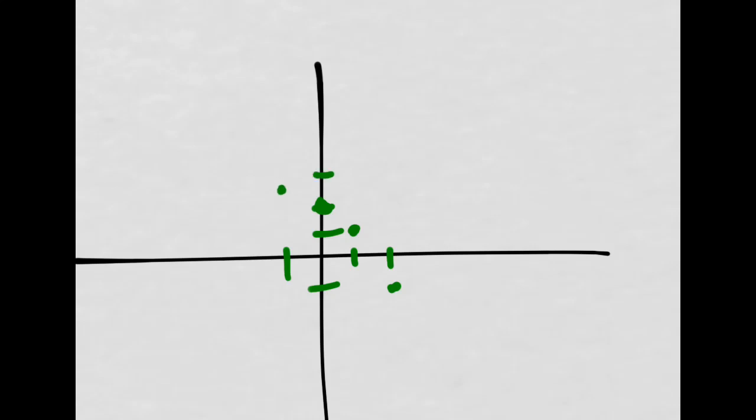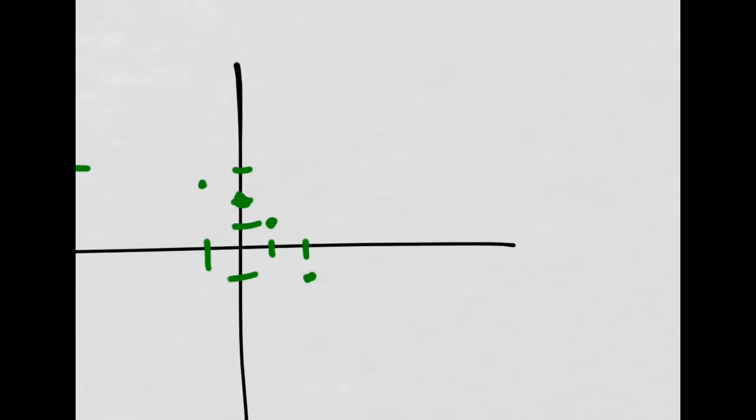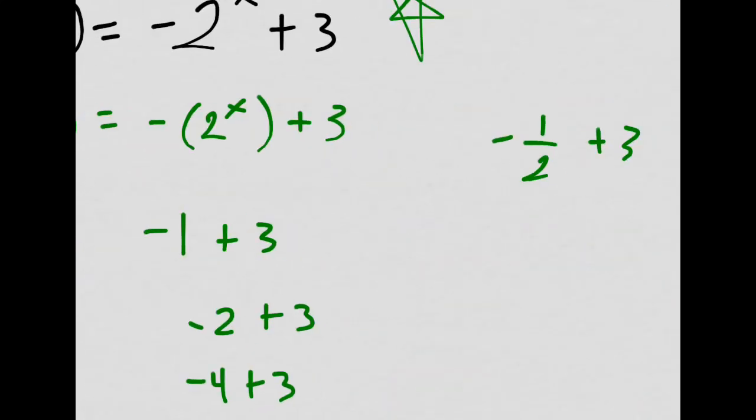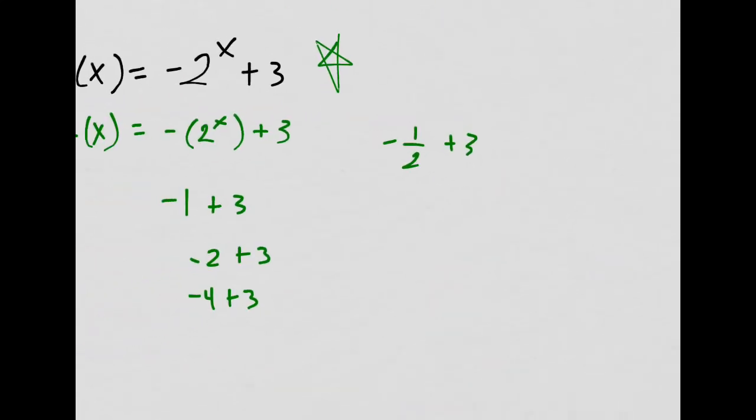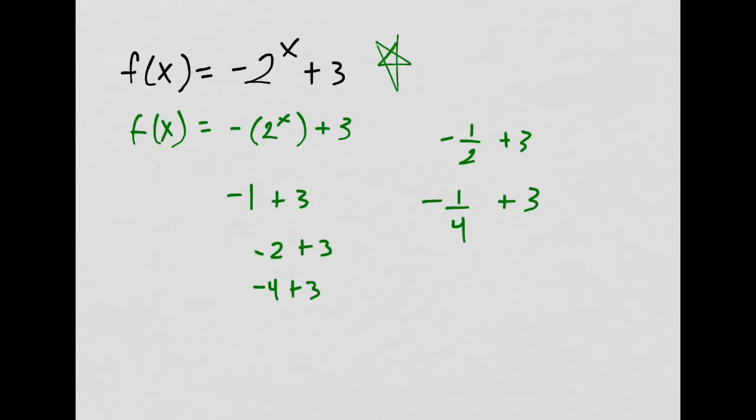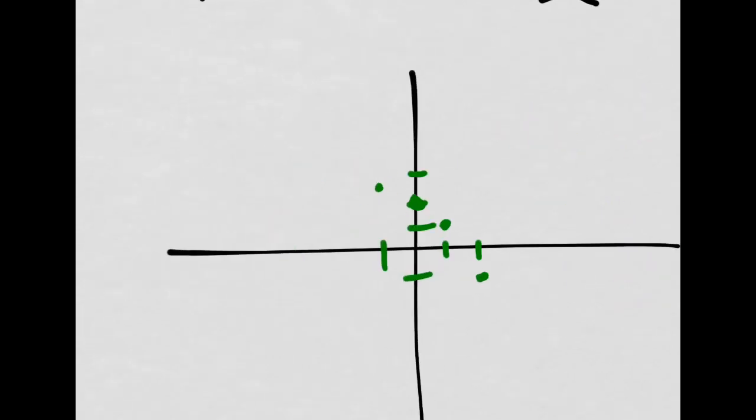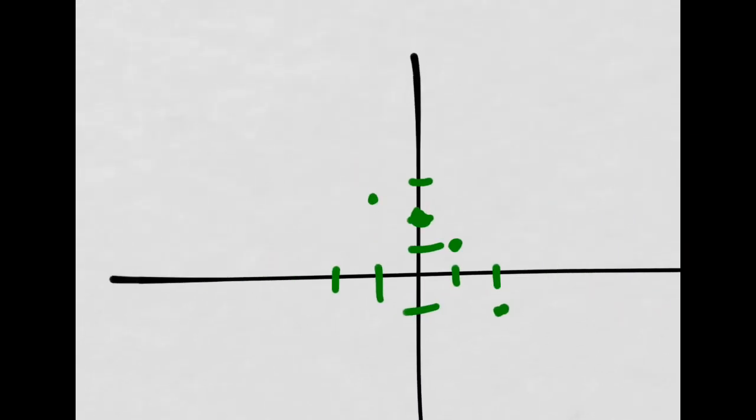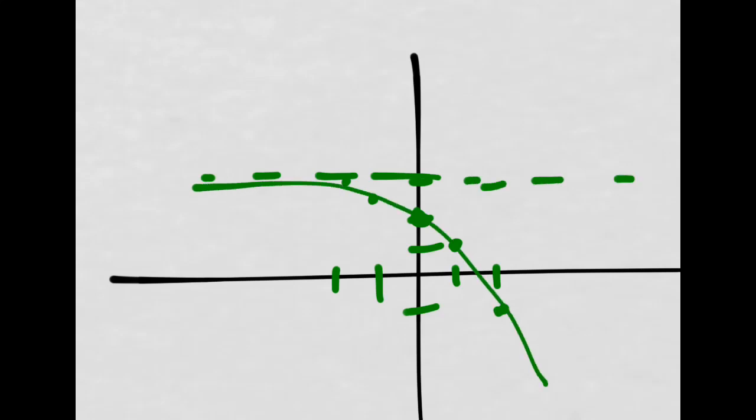I bet there's an asymptote maybe somewhere there. Maybe at 3. Let's check it out. I bet it is. Plug in negative 2, and what do I get? Negative 2, that would be 1 over 2 squared, which is 4. And it would be negative 1/4 plus 3, so that's 2.75. Yeah, there's the asymptote. 2.75 is getting a little bit closer, but not touching. So there is an asymptote there. And this is what it looks like.